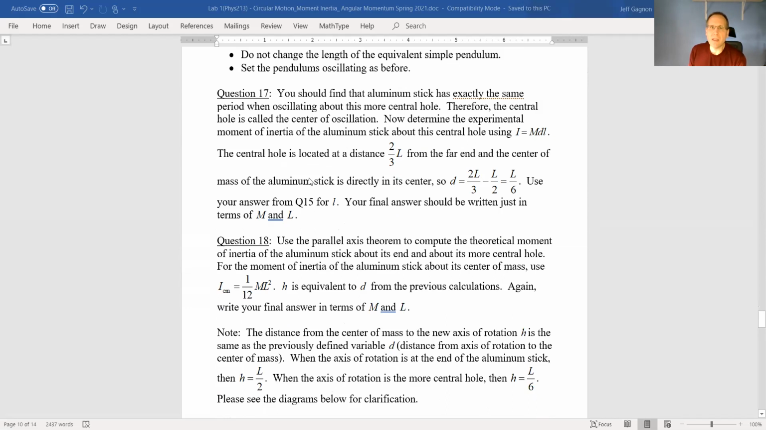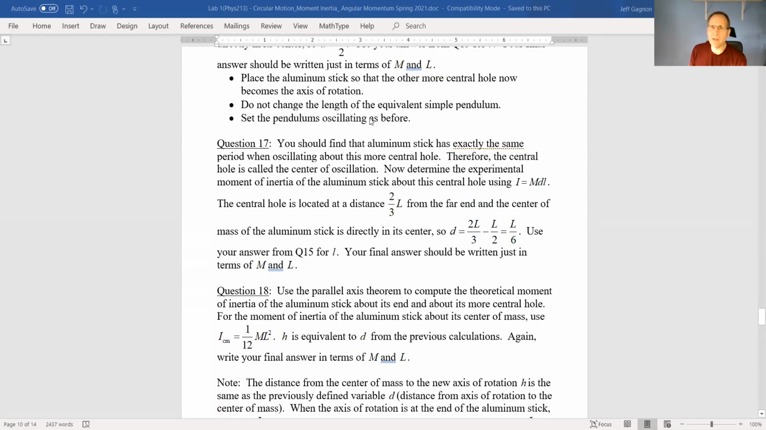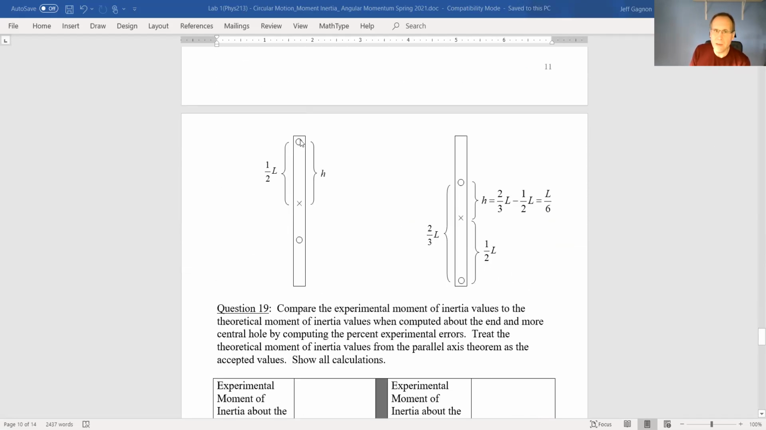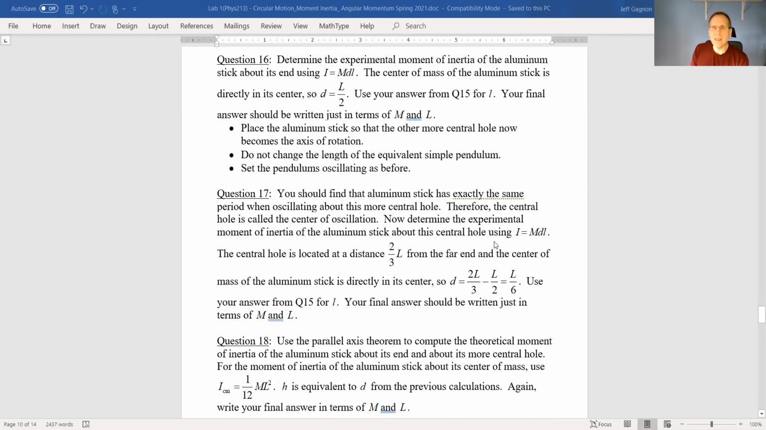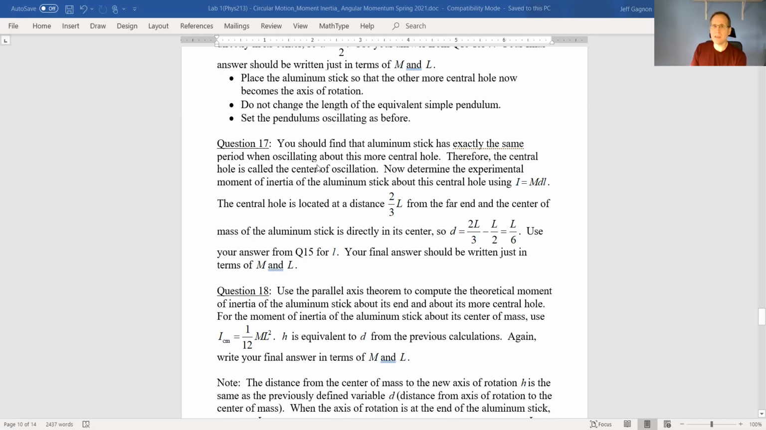Okay, question 17. Now you change the location of the axis of rotation. It's no longer rotating about the end, but about the more central hole. Let me show you the picture here. Here it was rotating about the end. Now you're going to rotate about this more central hole. For question 17, you should find that the aluminum stick has exactly the same period when oscillating about this more central hole. Therefore, that more central hole is called the center of oscillation.